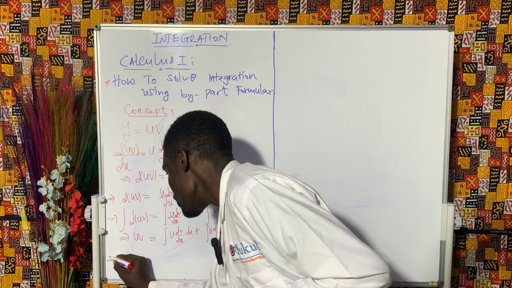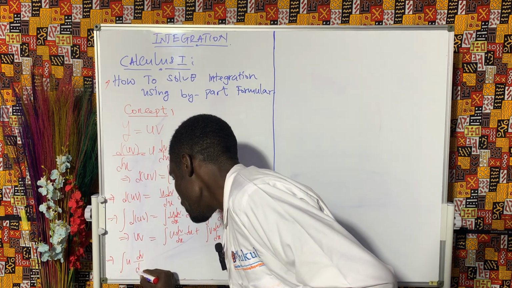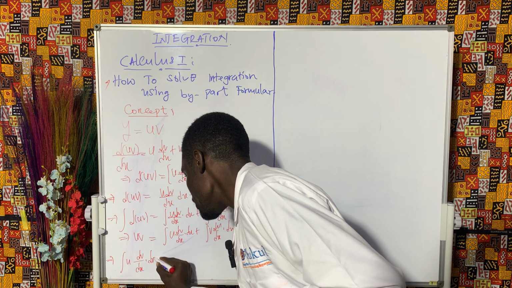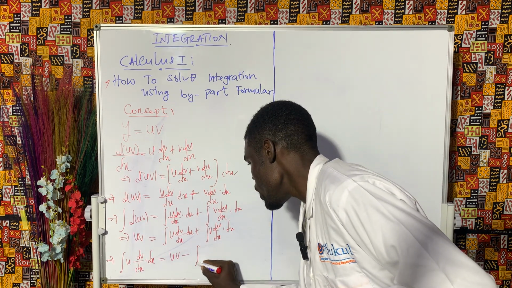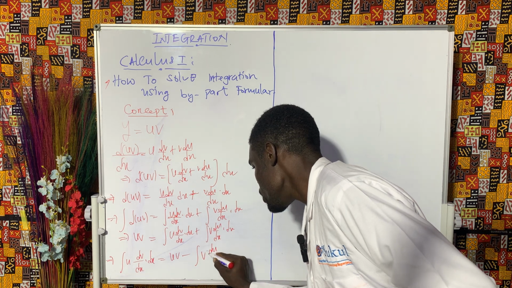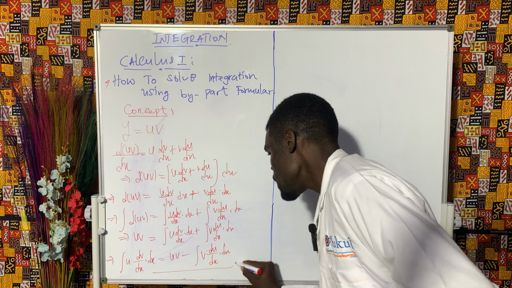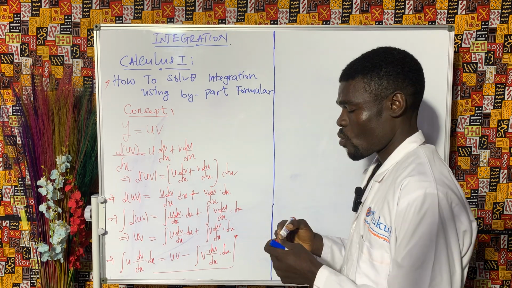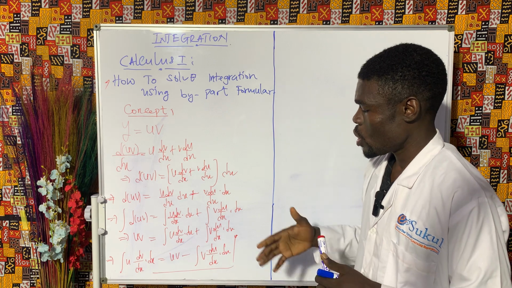So finally, making the integral of u dv/dx times dx the subject of the formula, it is equal to uv minus the integral of v du/dx times dx. This gives us our by-parts formula to be used in our application.